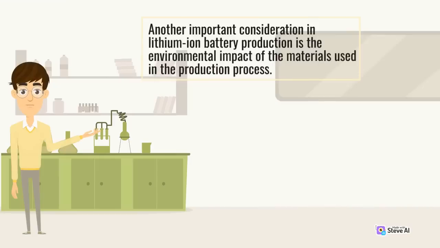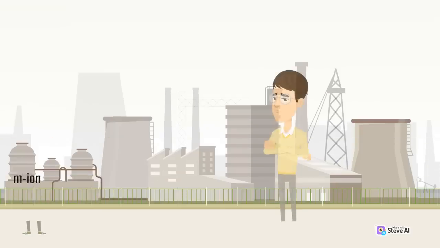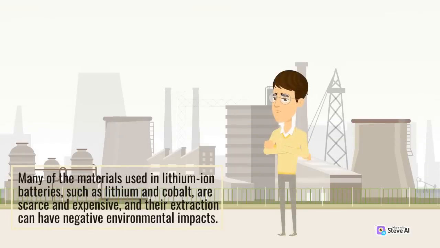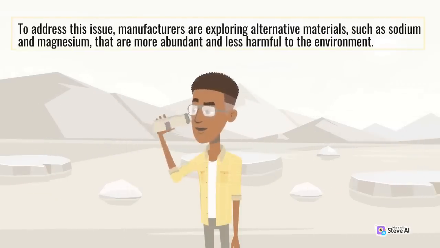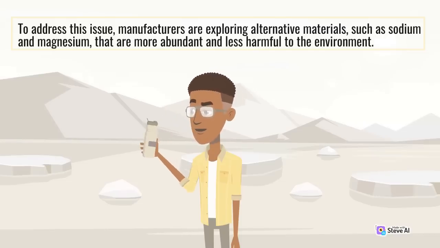Another important consideration in lithium-ion battery production is the environmental impact of the materials used in the production process. Many of the materials used in lithium-ion batteries, such as lithium and cobalt, are scarce and expensive, and their extraction can have negative environmental impacts. To address this issue, manufacturers are exploring alternative materials, such as sodium and magnesium, that are more abundant and less harmful to the environment.